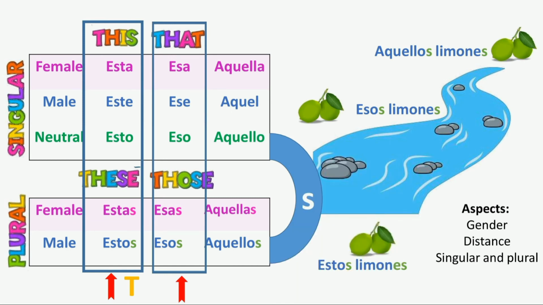You should also remember that the female singular always ends in A, and its plural is formed by adding S. The neutral singular ends in O, and if you add S, it becomes the male plural, and the male singular ends in E or L.